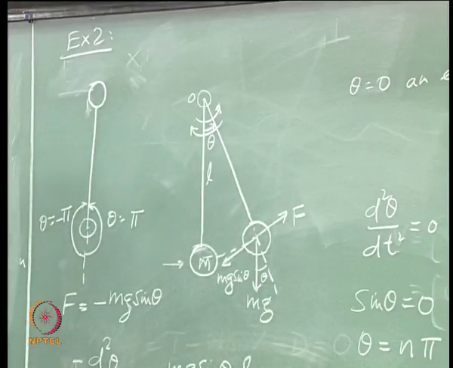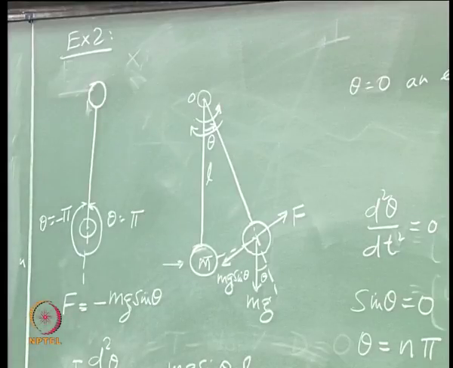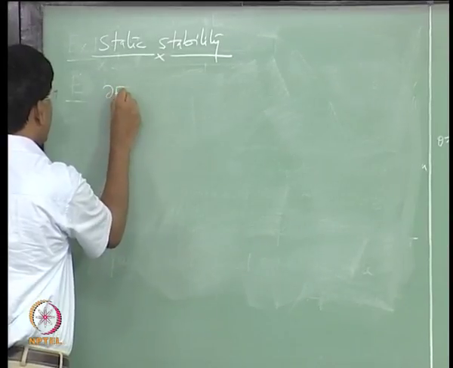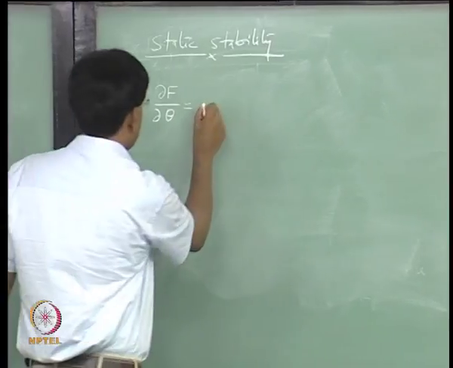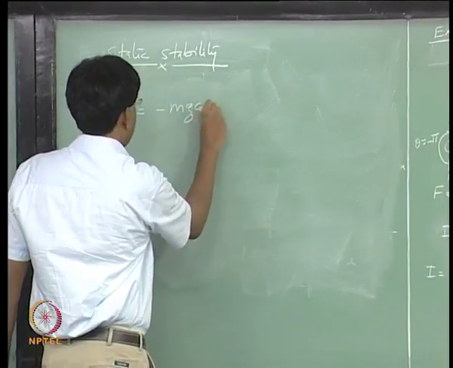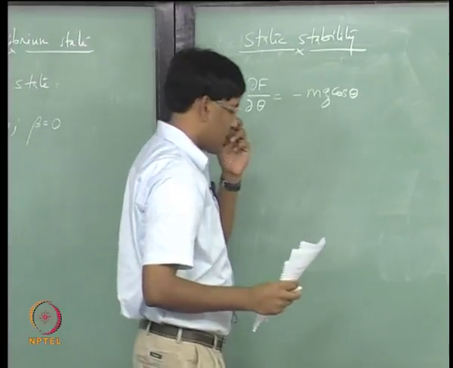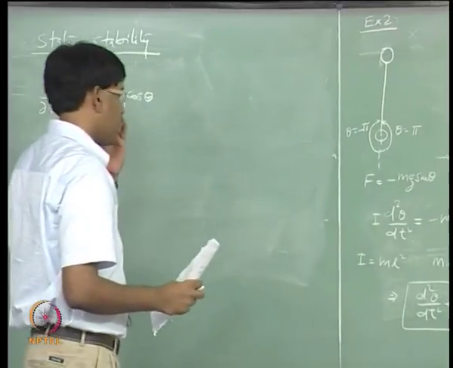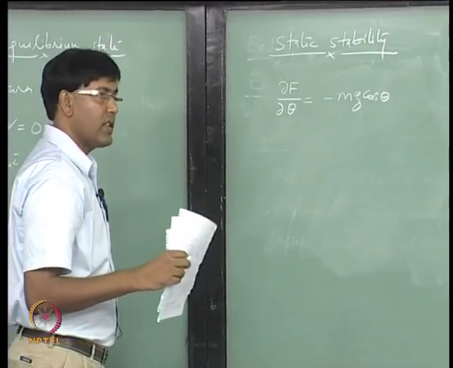Now, let us look at what is happening to this force when theta is changing. What we want to know is how this force is changing with respect to the angular displacement of the pendulum. Now, from this equation what we get is, and as I said the equilibrium stability is a property of an equilibrium. So, we have to look at how this force is changing around the equilibrium states.